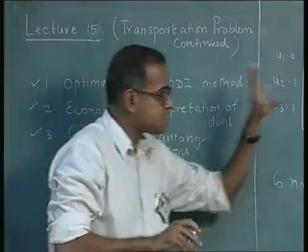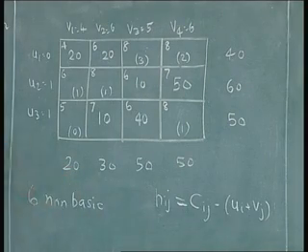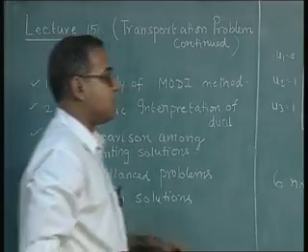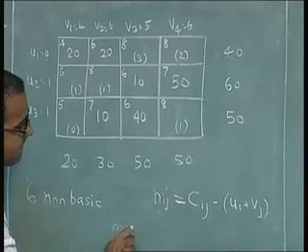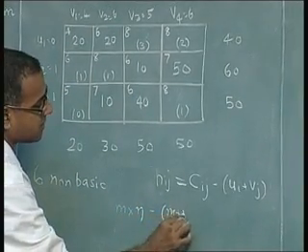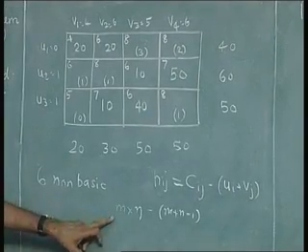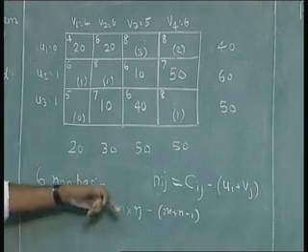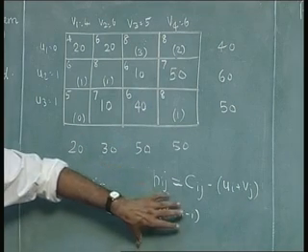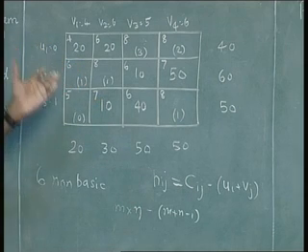So, for small sized problems where the number of non-basic variables are small, stepping stone could be used, but as the problem becomes larger when there are more non-basic variables, because as the problem becomes large, we have actually m into n positions, out of which m plus n minus 1 are basic. So, mn minus (m plus n minus 1) non-basic positions exist. As m and n increase, we realize that this quantity will become large. Therefore, it is advisable to use the MODI method or the UV method.